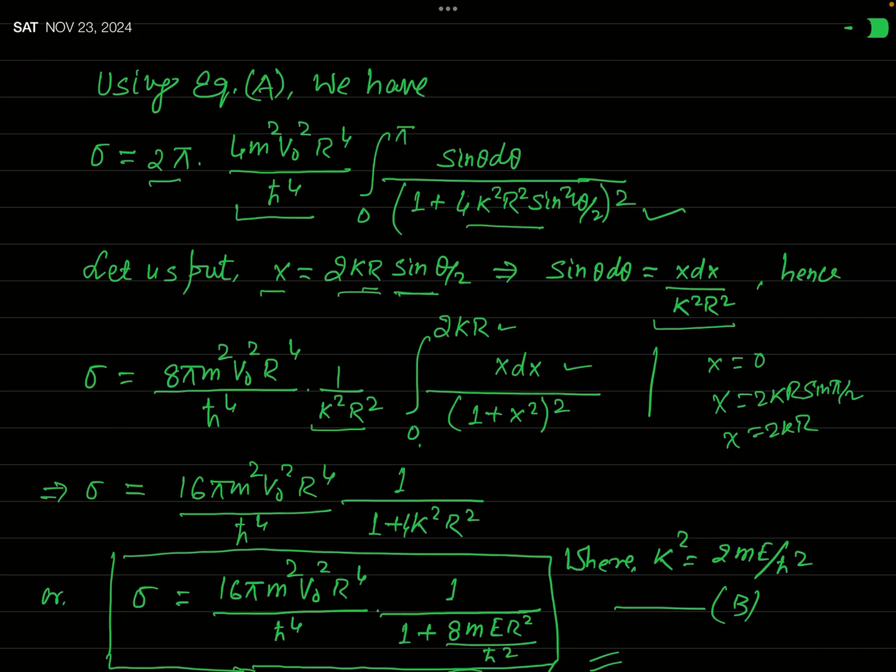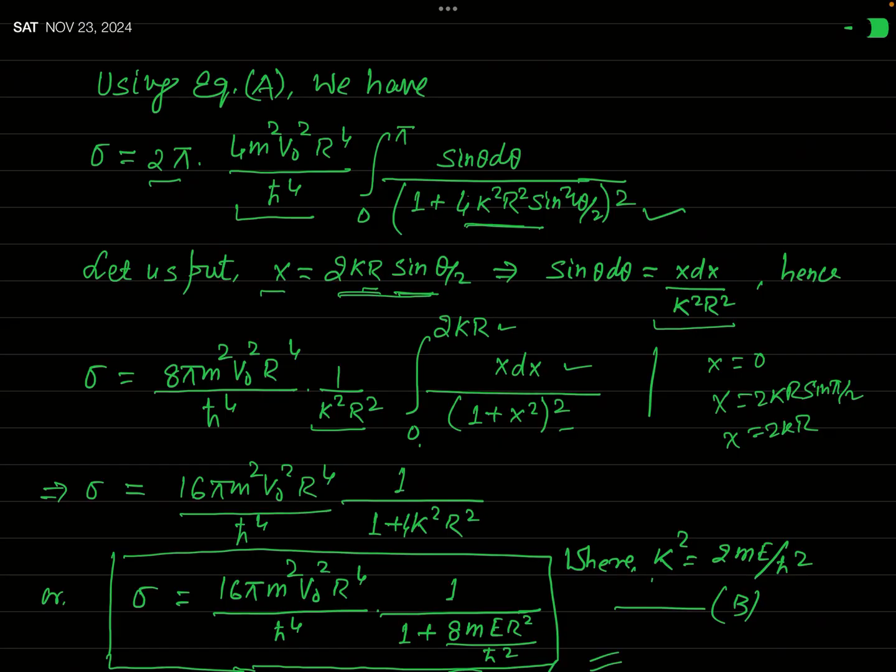You assumed that 2kr sine theta by 2 is x. So this 4k square r square sine square theta by 2 will be simply x square. So this is 1 plus x square, whole square. Now after integrating this, your result will be sigma equal to 16 pi m square v naught square r to the power 4 divided by h bar to the power 4 times 1 over 1 plus 4 k square r square.